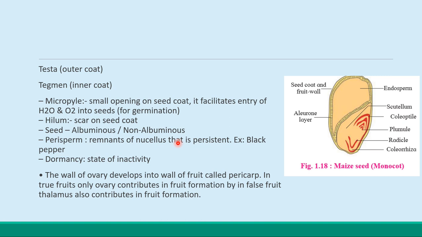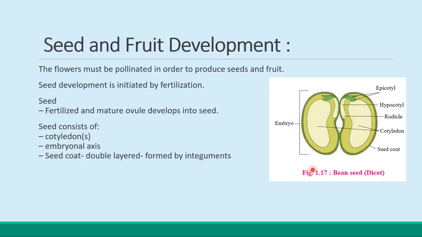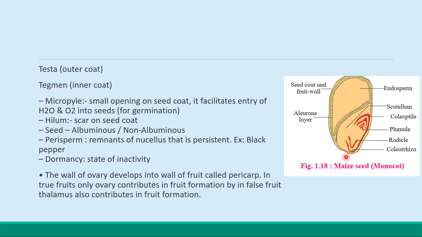The next one is the non-albuminous seed. In the non-albuminous seed, there is no residual endosperm, as it is completely consumed during embryo development. Examples are pea, bean seeds, and groundnut. These are the non-albuminous seeds.